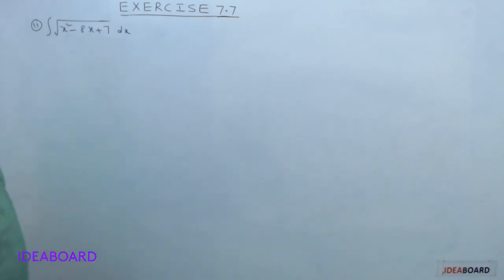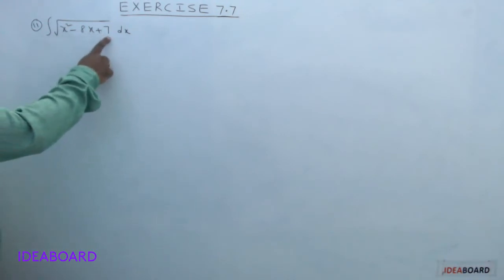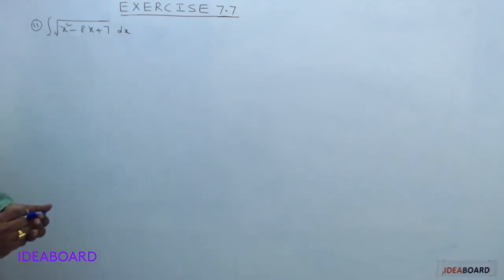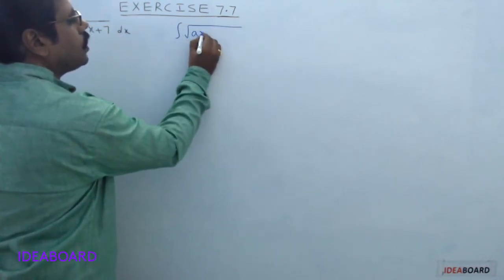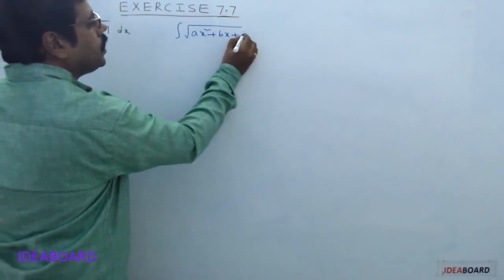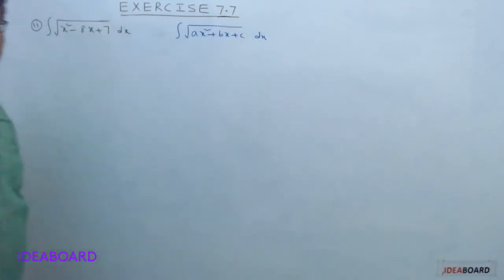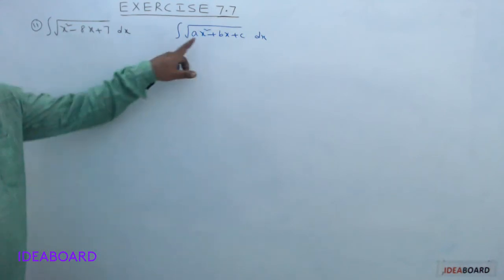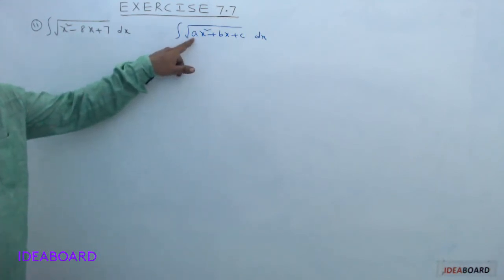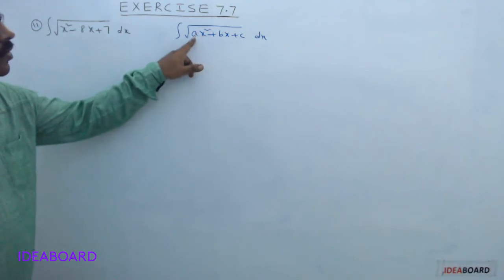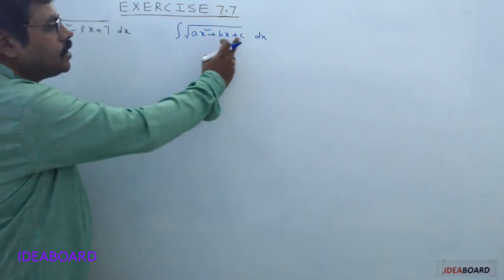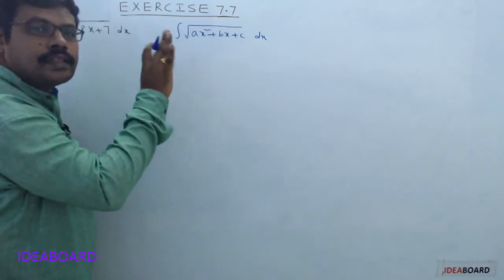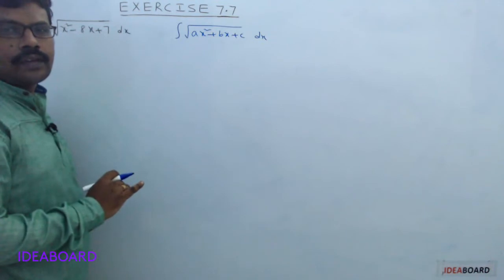Now come to the next problem. Integral square root of x square minus 8x plus 7 dx. Clearly, your given problem is of the form integral square root of ax square plus bx plus c dx. What is the procedure in this form? Make x square coefficient as a unity. After making x square coefficient as a unity, whatever the remaining expression will be there inside the root function, make that expression as a perfect square.